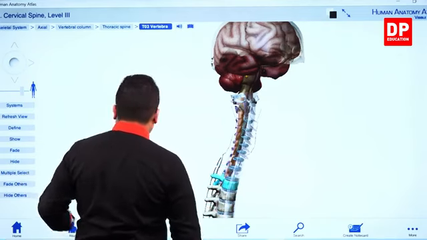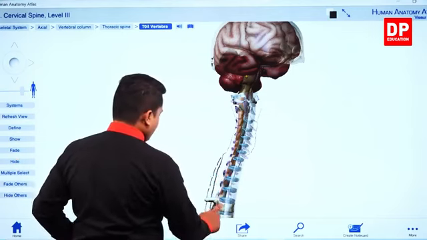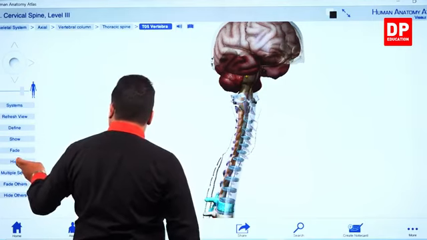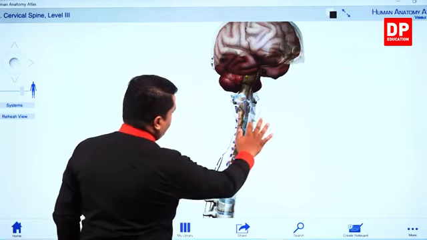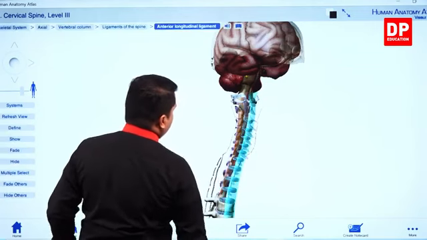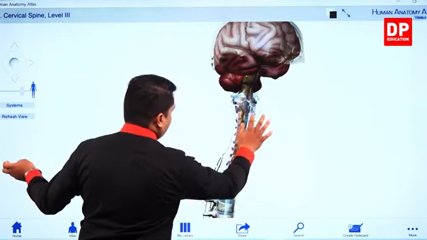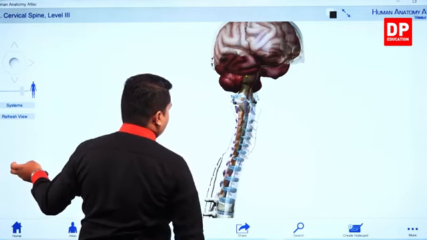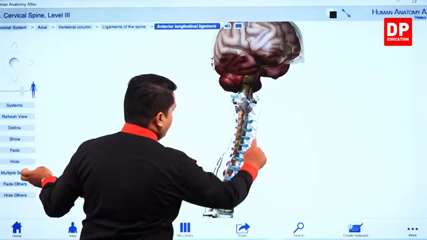Right? See how many spines are there? There are several spines. You can see them. Okay. Now I'm going to select these parts. Right, and I'm going to hide them as well.